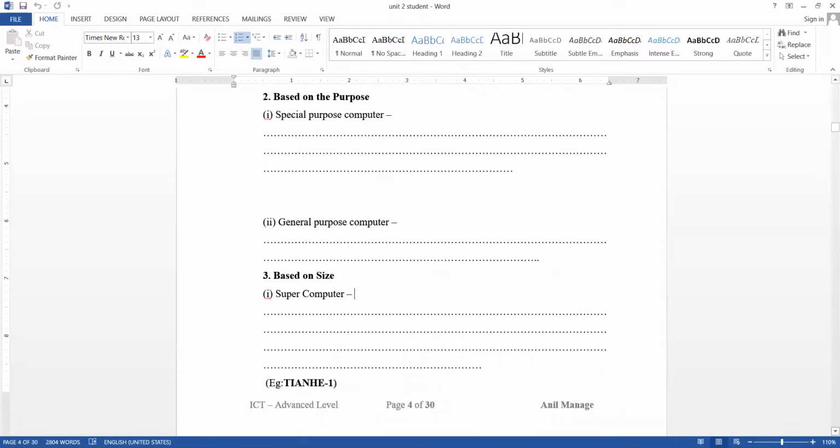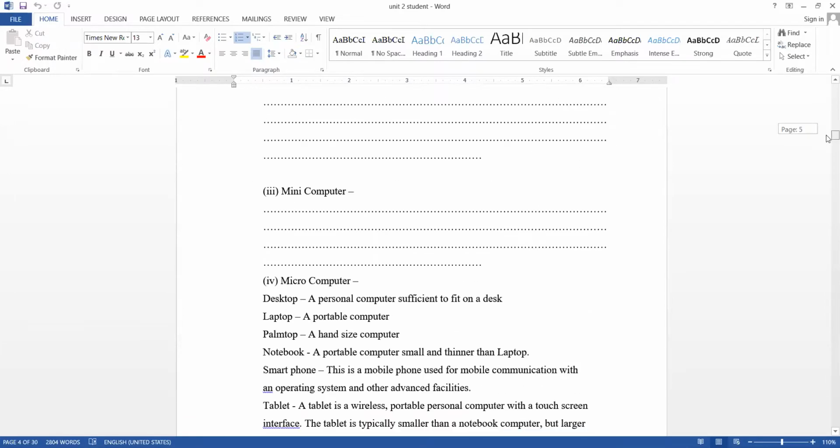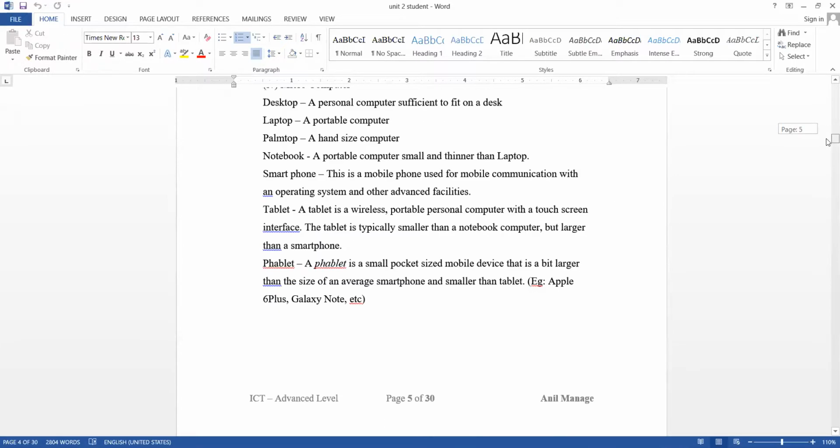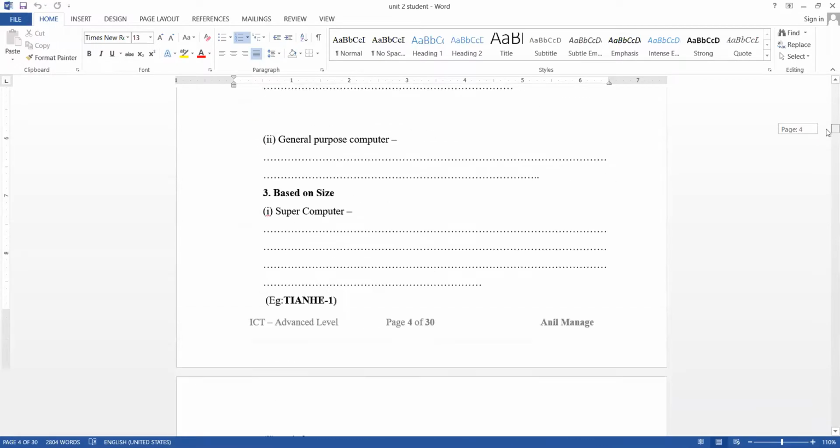Then under general purpose, write down general purpose: these are designed to perform a range of day-to-day tasks. Right?